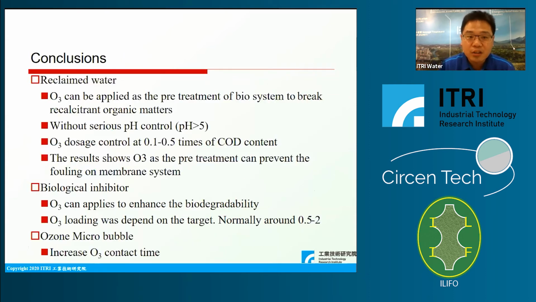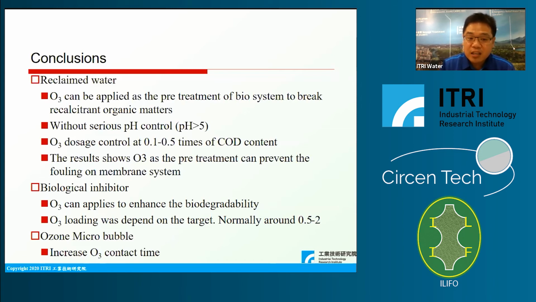So here goes the conclusion: in using ozone combined with biological systems in reclaimed waters, ozone can be applied as the pretreatment of the biosystem to break down the refractory organic matter. Without serious pH control, as long as the pH is higher than 5, you can get this kind of phenomenon. And the ozone dosage is controlled at 0.5 times of the COD content, case by case, but normally lower than 1 to 1. And the result shows that ozone as the pretreatment can prevent fouling on the membrane systems.